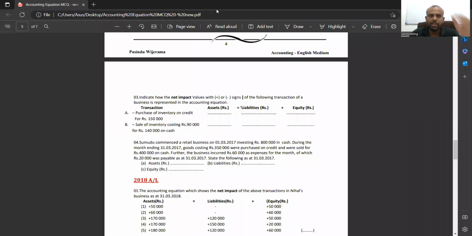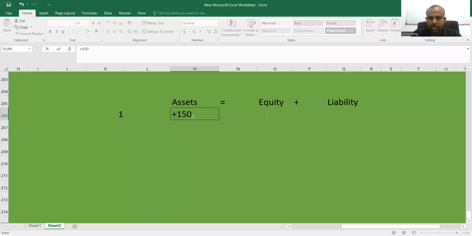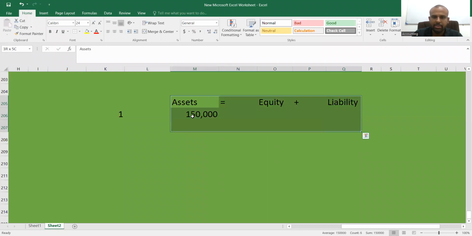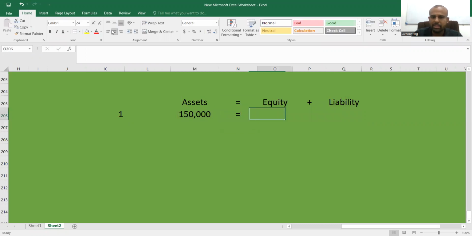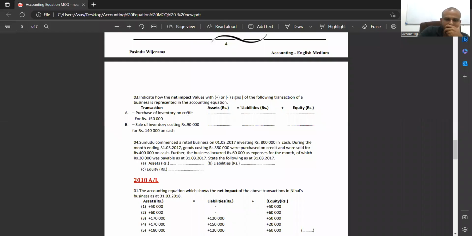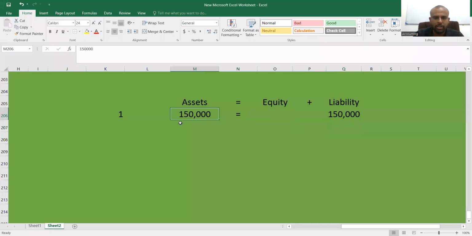Purchase of inventories on credit 150. When you purchase the inventories on credit 150, your assets balance increases by 150. And how did you buy it? On credit basis. And the liability balance increased by how much? 150,000. The next one, sale of goods costing 94, 140. Puta, 90,000 was the stock, you sold it for 140.